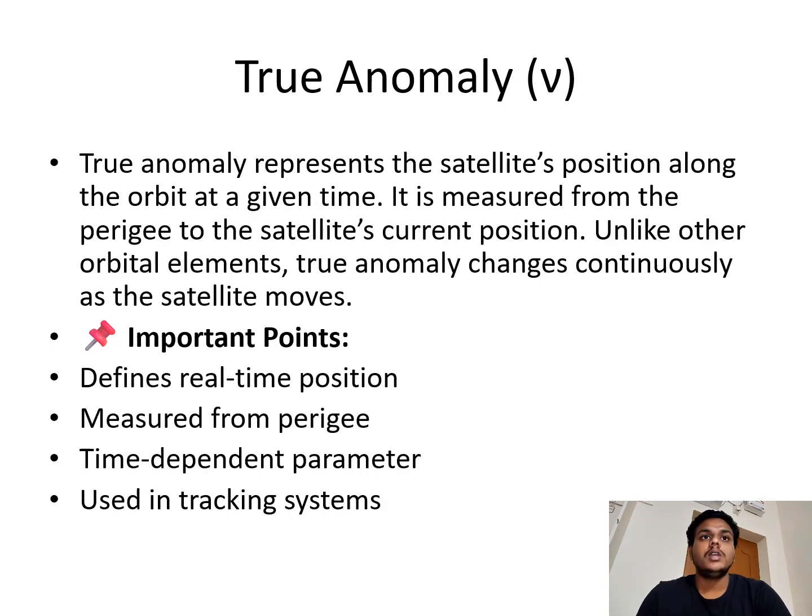And next, true anomaly. True anomaly represents the satellite position along the orbit at a given time and it is measured from the perigee to the satellite's current position. Unlike the other elements, true anomaly changes continuously as the satellite moves. It defines the real-time position and it is measured from perigee. It is the time-dependent parameter and it is used in tracking systems. All these are the major points about the true anomaly.